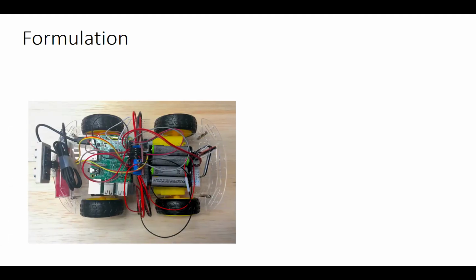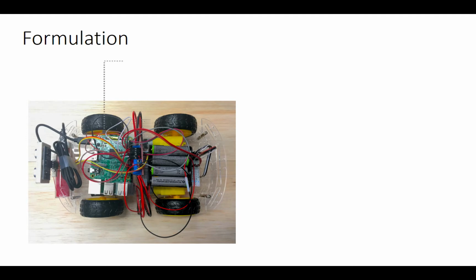We are going to discuss the formulation of our IoT cars. The first picture is the top view of the IoT car. In the center, we could see the Raspberry Pi 3. It is the head of the car. It connects to various sensors and runs the algorithm accordingly.